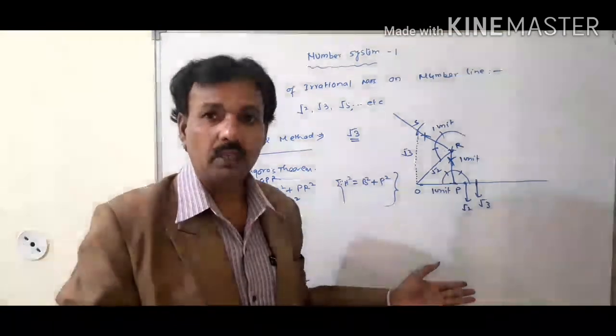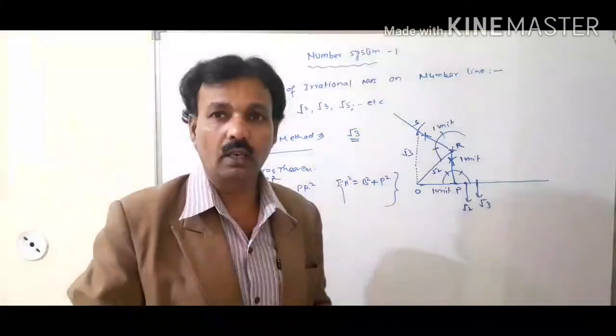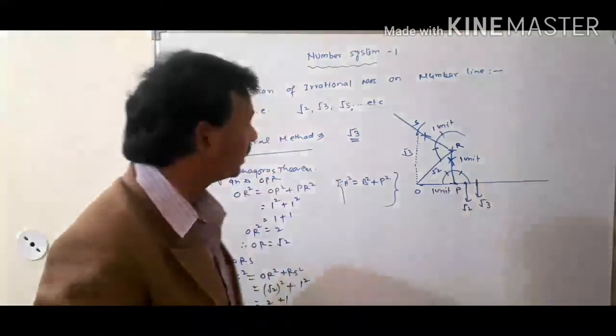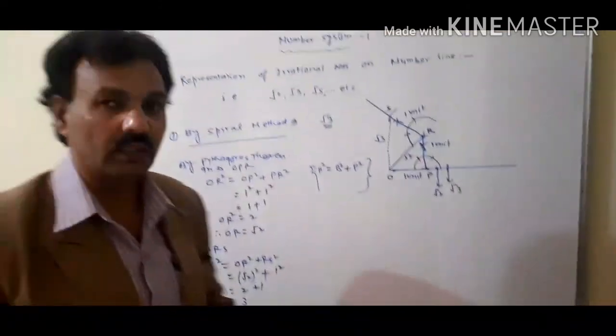This is very simple, and this is already an activity of this topic. Now in the next video, we will discuss the next method to represent irrational numbers on the number line.